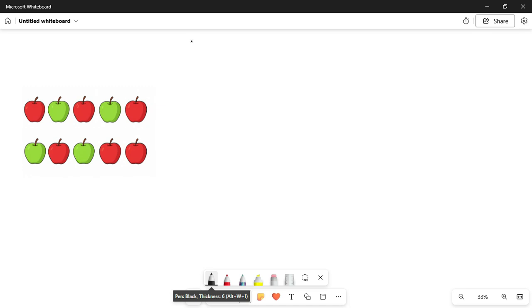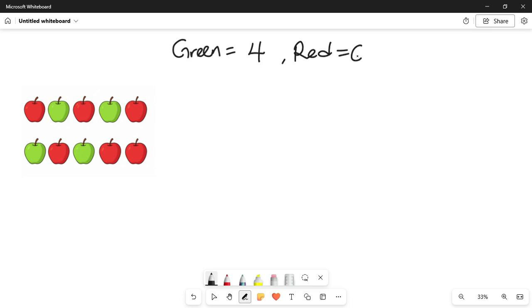So the first thing to do is to write out the parameters. For green apples, we have 4. Red, we have 6. Then total is equal to 10. So question 1 says, what is the probability that both are red?